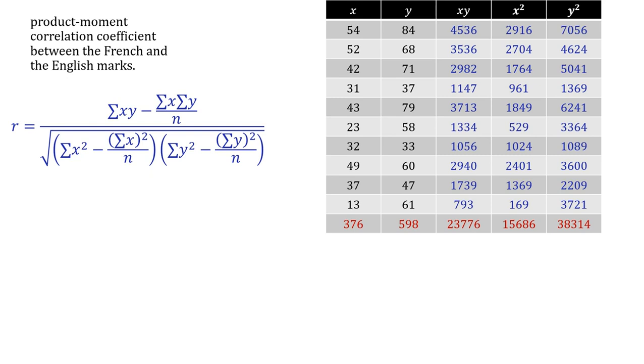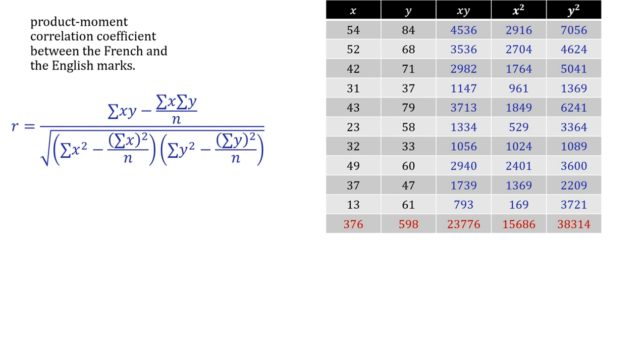All these parameters are taken from this formula, so we see what we need. We need y squared, we need x squared, we need the sum of x, we need the sum of xy. So here we have x squared, so we take 54 squared, which will give us 2,916. You can verify that with your calculator. And we have 52 squared, which is 2,704, and so on and so forth, right up to 13 squared, which is 169. And so when we sum all of these values on that column, we get 15,686.